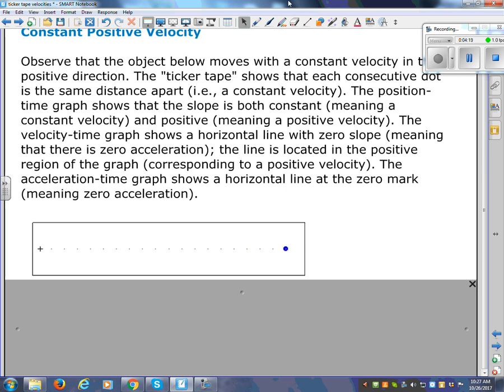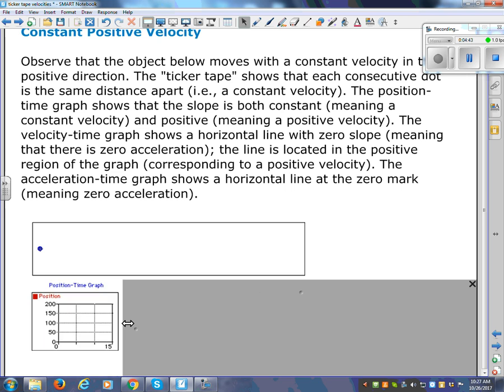Okay, so constant positive velocity. Now, the position time graph. What would the position time graph be for this type of motion? Straight line? Do you mean flat or do you mean straight? Would it be flat, Benny? If it's flat, that means its position is staying the same, which would mean that it's stopped. It would be straight, like so. Notice that it's coming out of 0, 0, and it's only in the positive area.